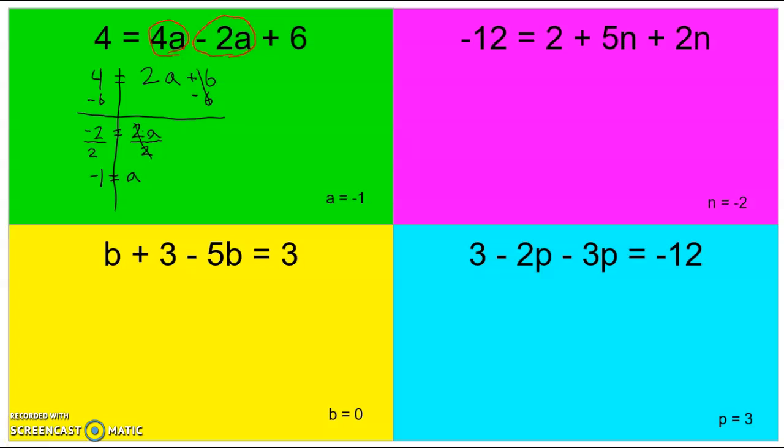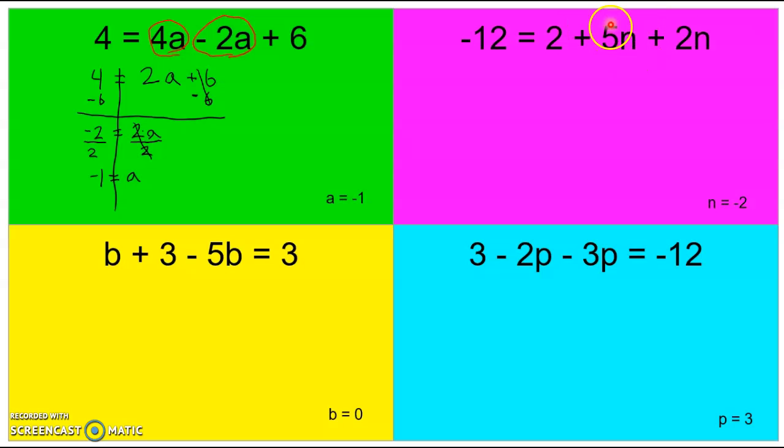Okay, let's move on to another problem. Let's move on to the problem in the purple. If we're reading this problem here, we have negative 12 is equal to 2 plus 5n plus 2n. This equation needs to be simplified. And how can we simplify it? By combining these two terms here.